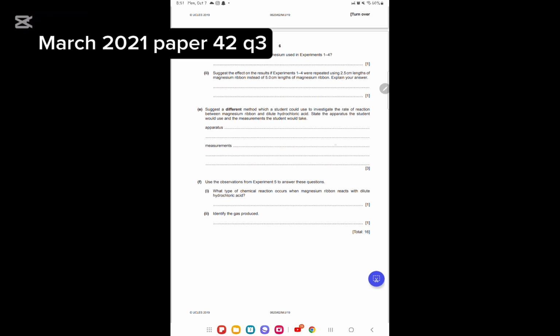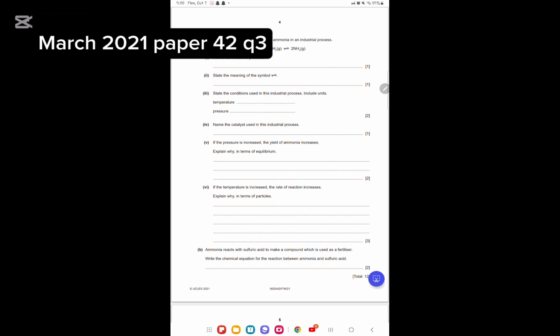Now the next paper. This is really simple. This is March 2021 paper 42 question 3. Nitrogen reacts with hydrogen to form ammonia in an industrial process. This industrial process is called the Haber process. State the meaning of this symbol. This is equilibrium. State the conditions used in this industrial process.